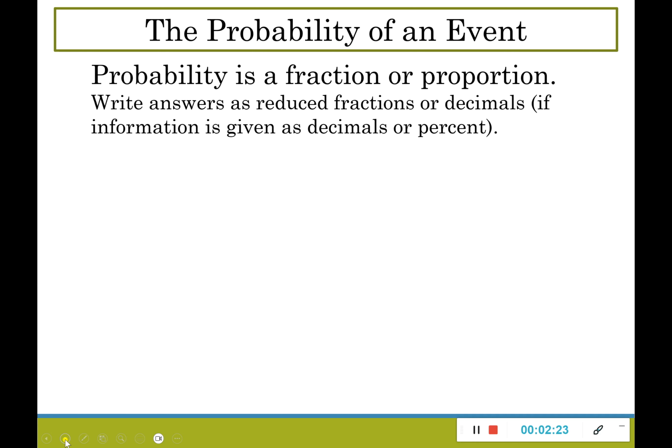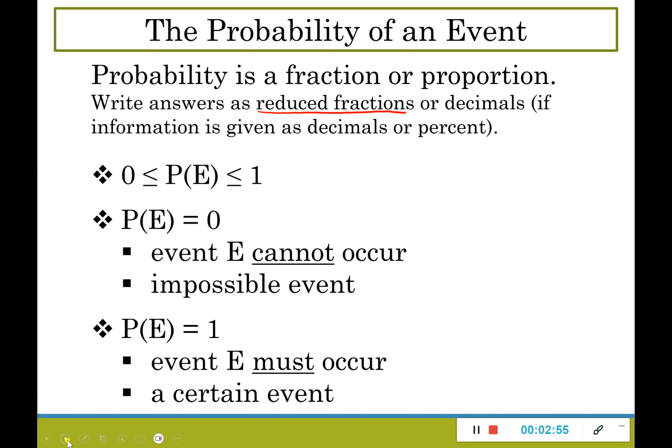Probability is always going to be a fraction or a proportion. Whenever we're writing it as a fraction, make sure that they are reduced fractions. Or you can give decimals, especially if the information is given as decimals, or you can also give probability as a percent. Probability is always a value greater than or equal to 0 and less than or equal to 1. If you have a 0 probability, that event will never happen. And if you have a probability equal to 1, that event will always happen. So P of E is 0, and P of E is equal to 1.